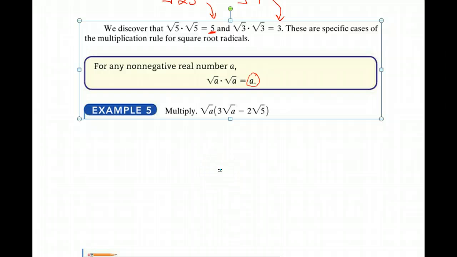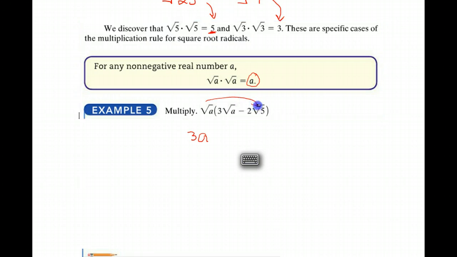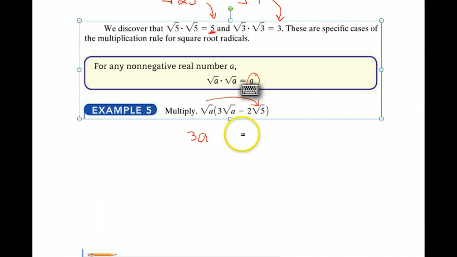So let's go ahead and practice an example of how this works. We have square root a times 3 square root a. Using that rule, we should see that root a times root a is simply going to multiply to a, and we can just write 3a. And then we'll distribute into this term and have root a times negative 2 root 5, and this will make negative 2 root 5a.